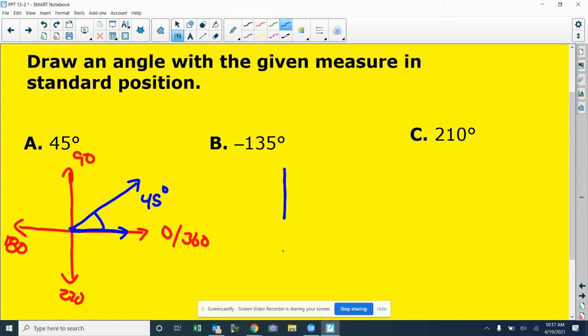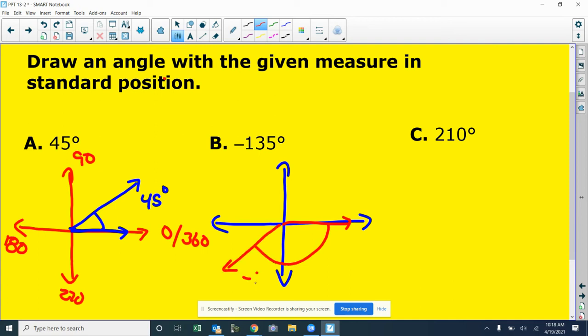Try this one. How do you do a negative one? It always starts on the positive x-axis. That would be negative 90, and somewhere around there would be negative 135. So you go left when it's positive, right when it's negative? You're pretty sure. Thank you.